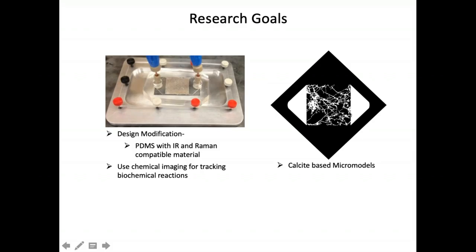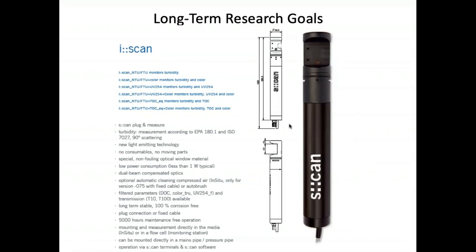So we could use different material like calcite for making the micromodels and make progress in this direction. And so this was, in the long term, if we can have these Raman-based probes, some of them already exist, but they don't do a good job in terms of metal or micro concentration. So if we can develop those Raman-based probes, that would be really helpful.